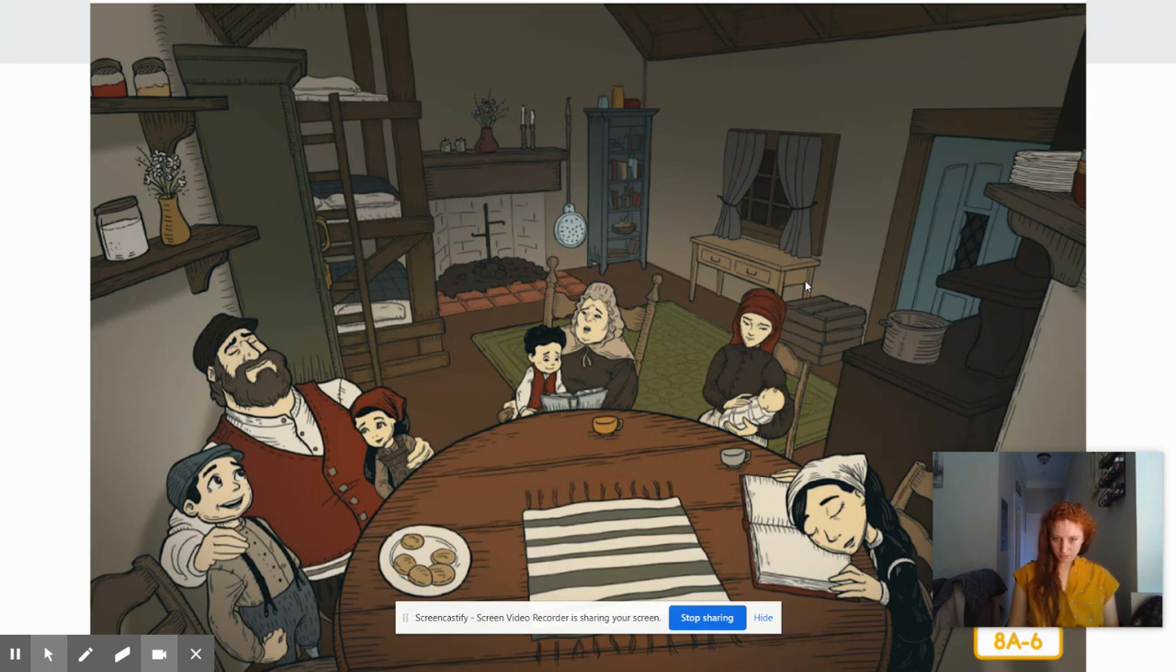I want you to look at this picture. Is this the same house from the beginning of the story? It's the same house, right? It's not any different than the other one, other than it doesn't have what? Animals. How do you think the story's going to end?